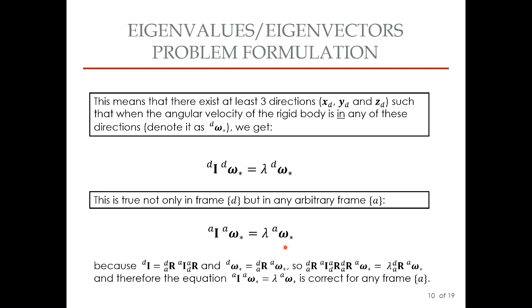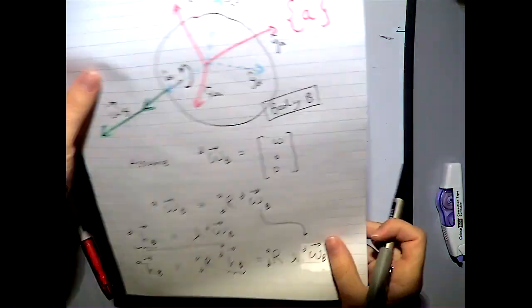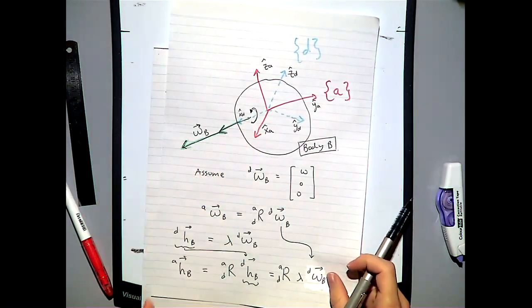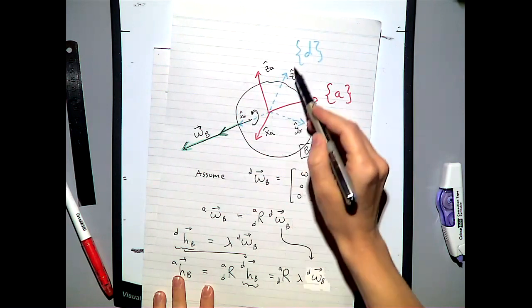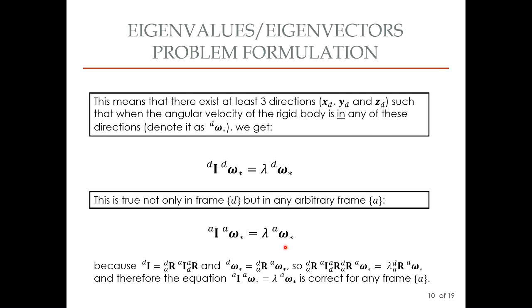Because I can write this equation for the green vector being either along xd or yd or zd. So essentially this phenomenon happens at least 3 times, simultaneously. Either this frame D exists with all of its x, y, z axes or not. But if it exists, then we get this parallelism between omega and h in 3 different possible directions.